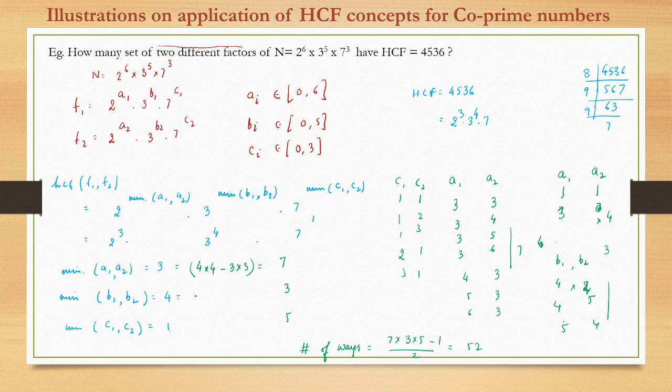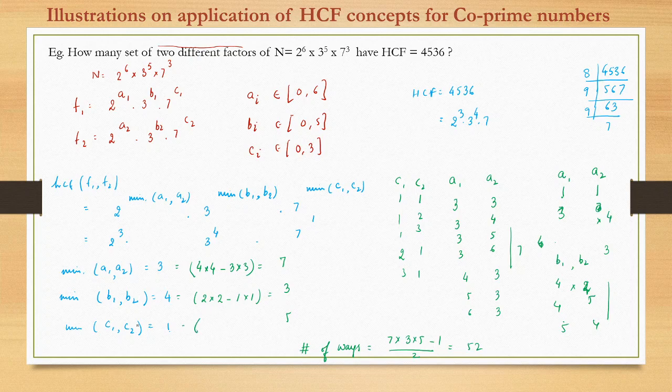Similarly, if B1, B2 minimum is 4, it means 2 into 2. B1 can take two values, 4 and 5. Similarly, B2 can take two values, 4 and 5, minus. Subtract those cases where none of them takes a value 4, that is 1 into 1, or end up taking only 5. So here 3.